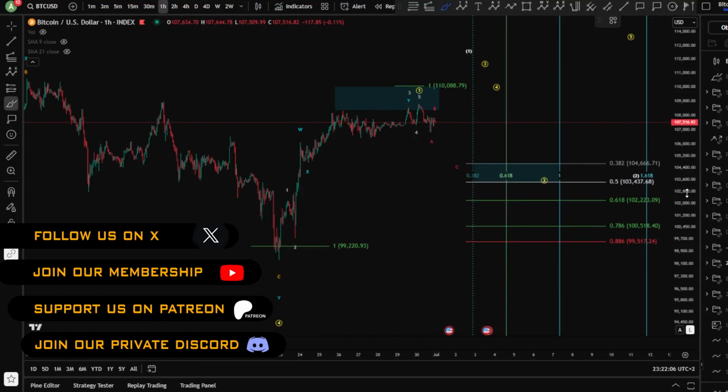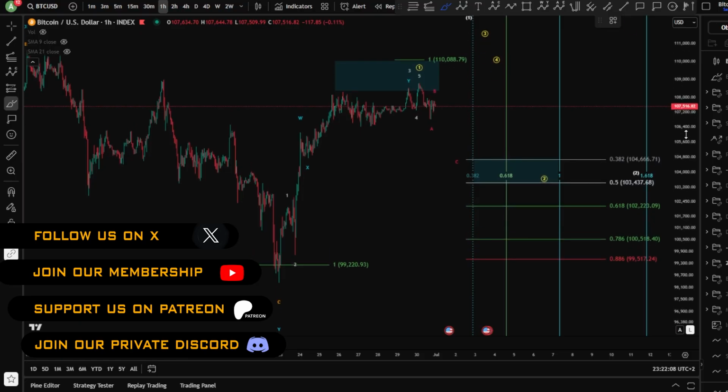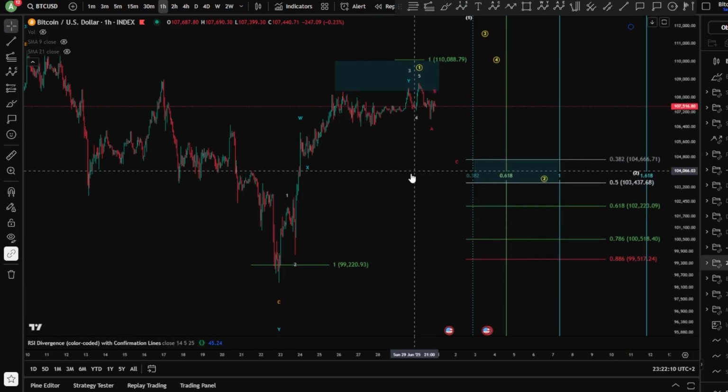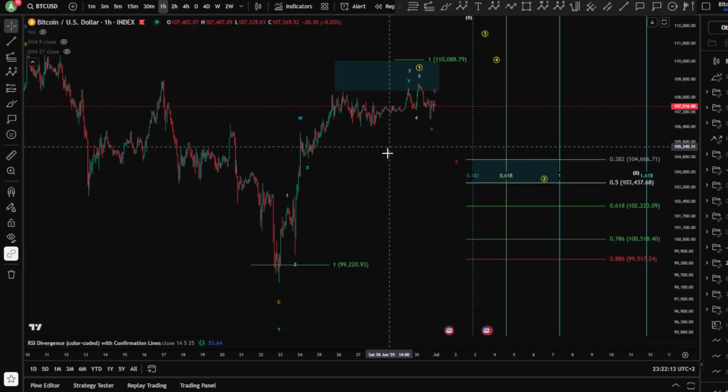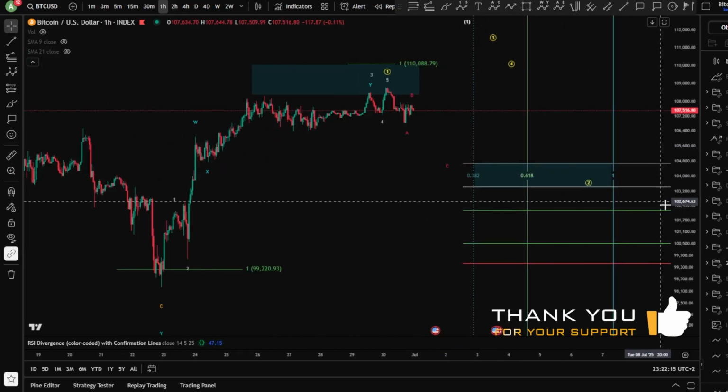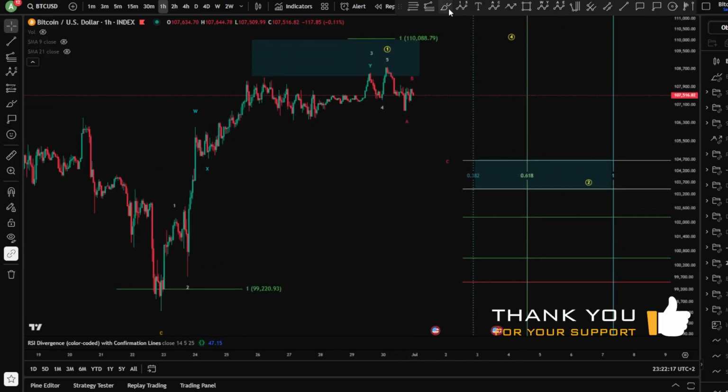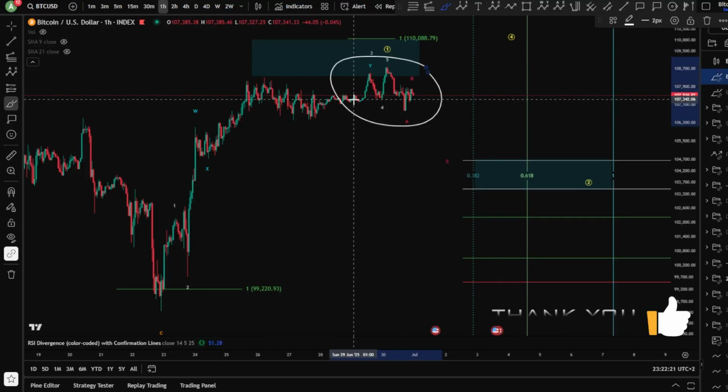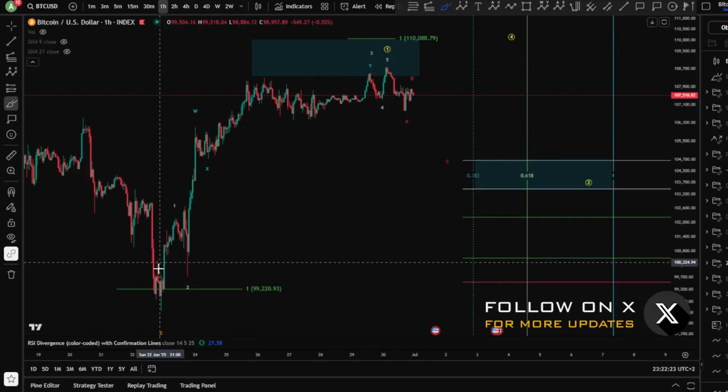Hello everyone, welcome to a new video for Bitcoin price prediction based on Elliott wave analysis. This is the daily close for Bitcoin to see today what happened and what might happen next. So basically we're going to dive a little bit into the 1 hour and 15-minute chart to see what happened here.